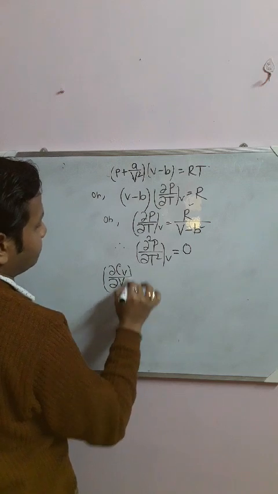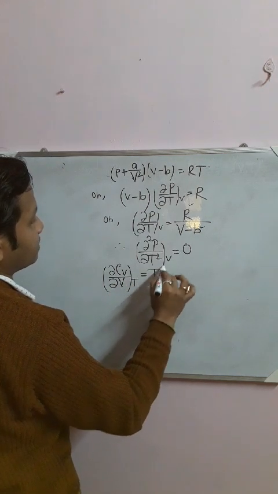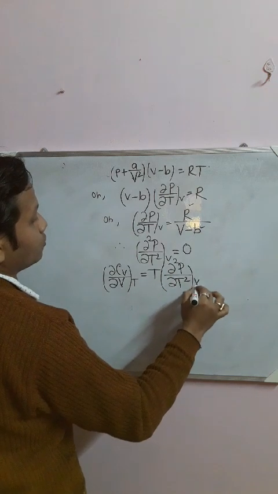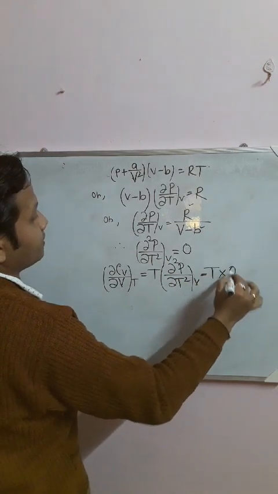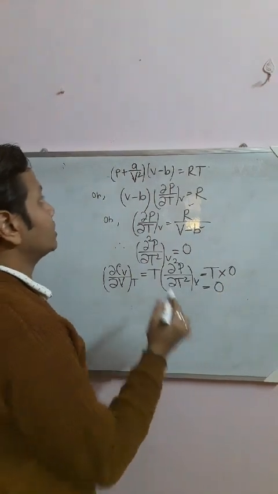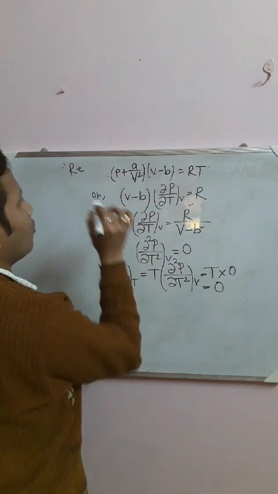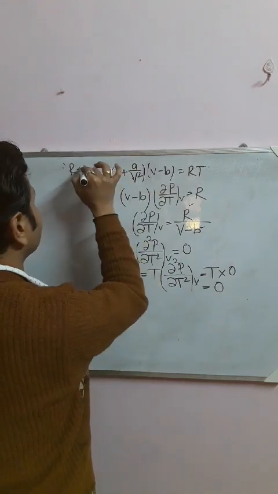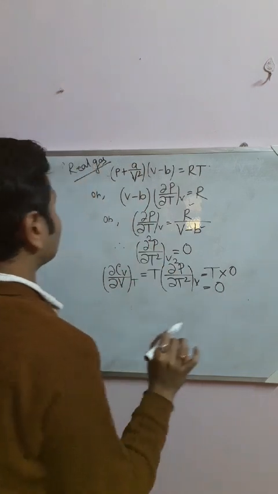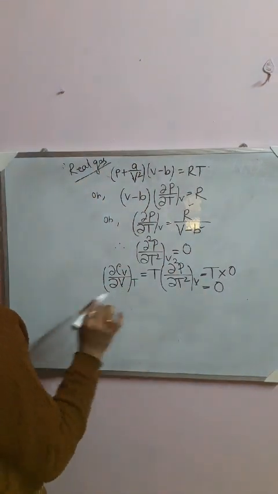Del CV del V at constant temperature means T into del 2P del T2 at constant volume. This means T multiplied by 0. This is 0. Okay. So again you see that this is for a real gas. Obviously you know it from this equation, the van der Waals equation. So you see that for a real gas also there is no variation of CV with volume.